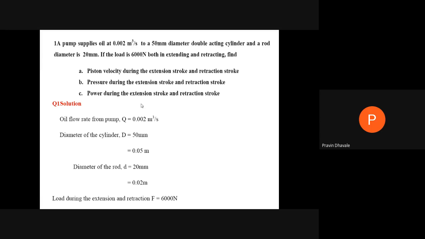Do you understand what parameters are given in this example and which parameters you have to find out? Hello?